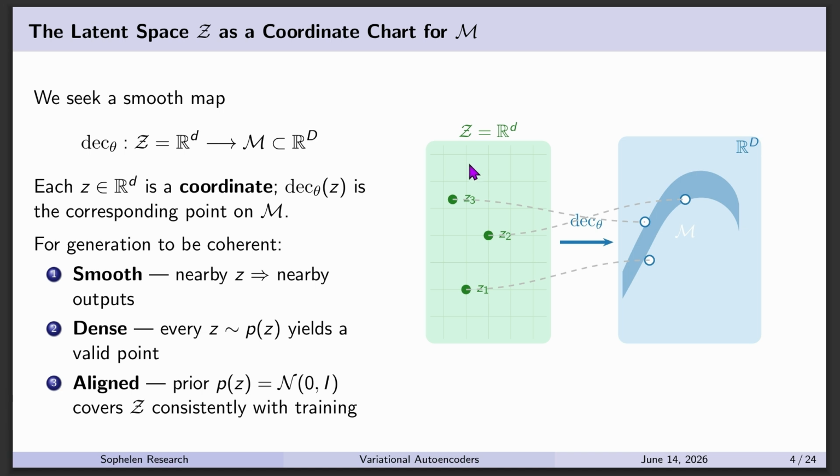Dense means that no matter what z I choose here, I should get an image of someone's face over here, right? So we can't just take a z and get some random image that doesn't make sense. Once we do our training, right, then we have a density over our latent space, and we call that Q. That density over this latent space needs to match up with this prior, right? And we'll talk more about this later on.